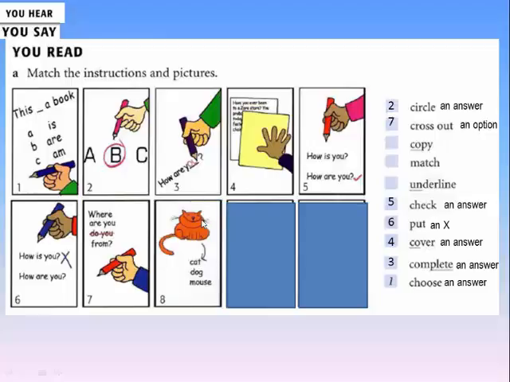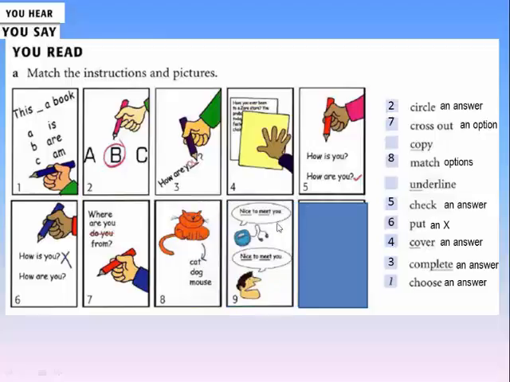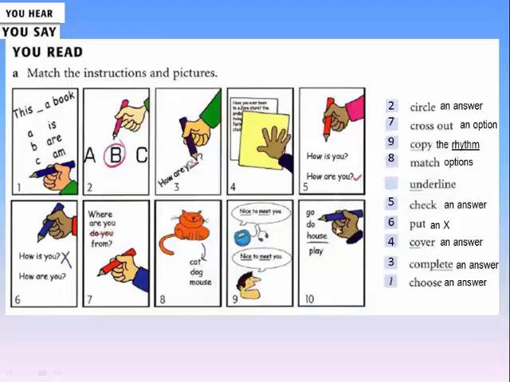If you have to correspond one thing and another thing, you have to match options. If you have to do something similar or identical, you have to copy the rhythm. And finally, if you have to make a line under a word, you have to underline an answer. Okay?